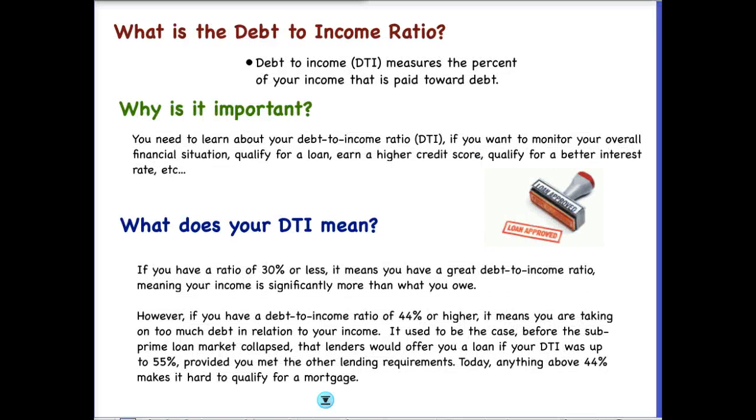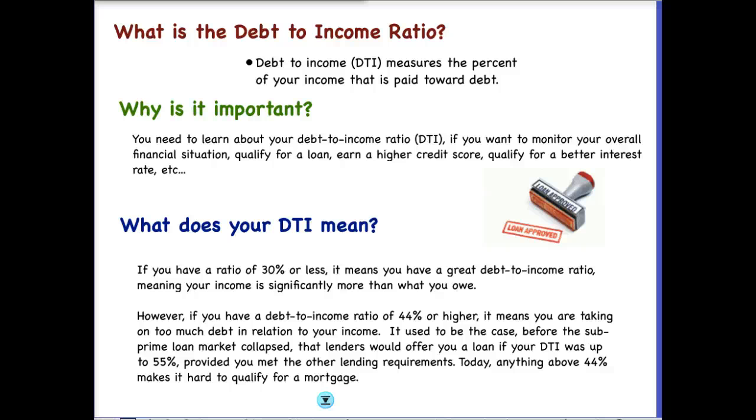Okay, so what is the debt to income ratio? The debt to income ratio measures the percent of your income that is paid towards debt. So you bring in a certain amount of money every month. How much of that goes towards paying your debt?